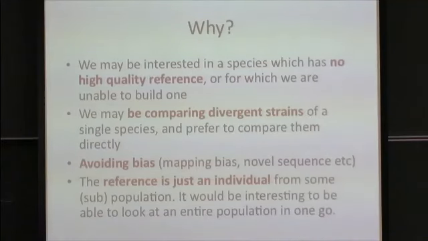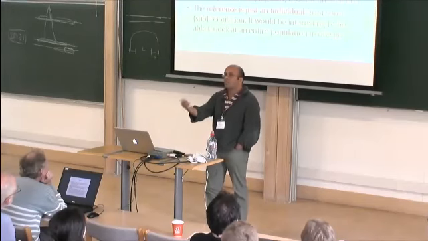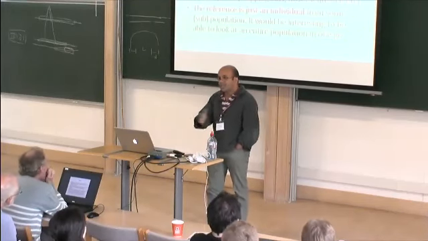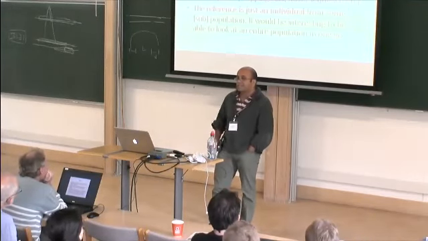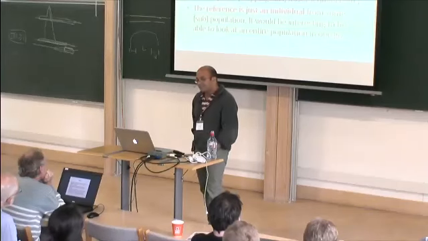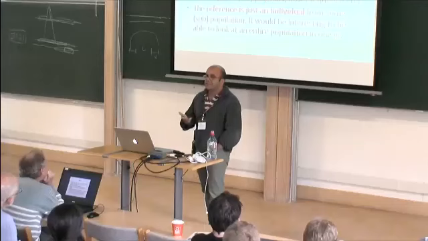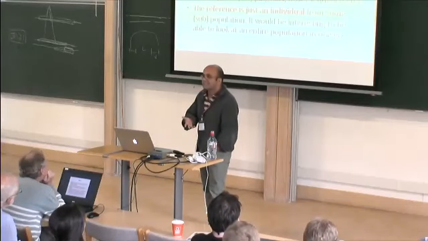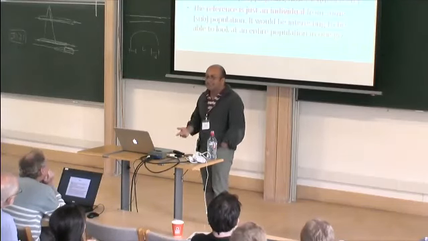You have many divergent strains of a single species, and you want to compare them, and you might introduce artifacts by comparing them all with a single reference that has diverged from each of them. Some people have already spoken about mapping biases that you have to deal with when mapping to a reference. And certainly when you want a detailed understanding of a population, you might start worrying about novel sequence that's just not in your reference and that you're missing, and you don't have any measure of how much you are missing.